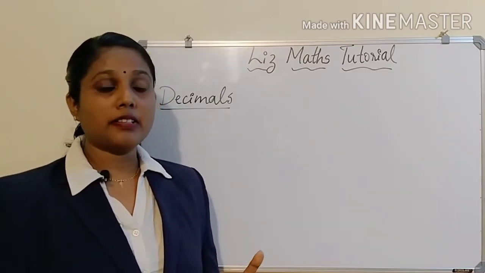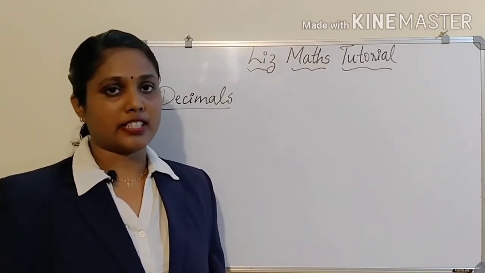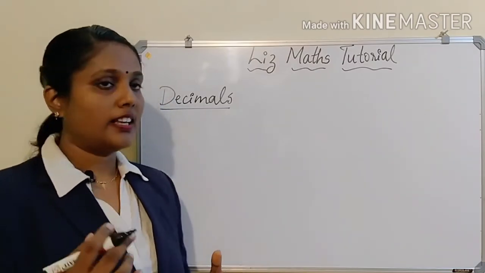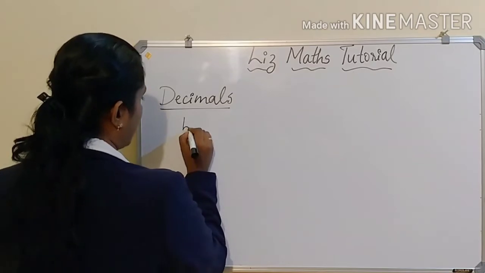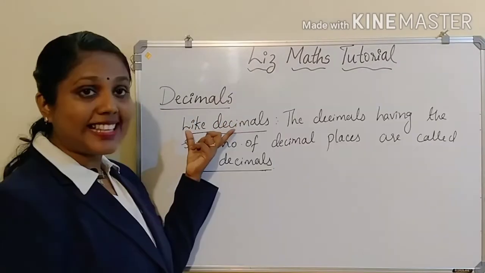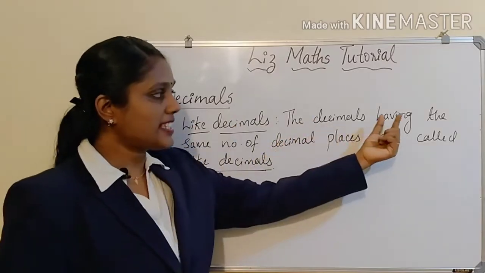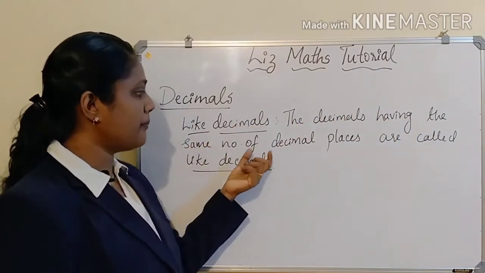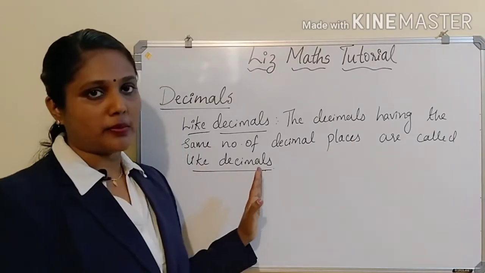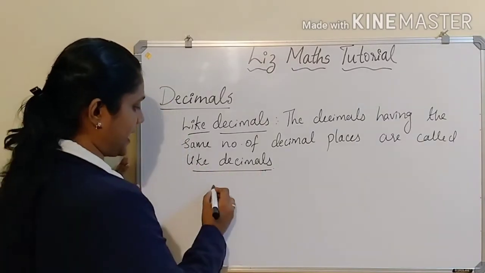The like decimals and unlike decimals. So what are like decimals and what are unlike decimals? Let us study. Like decimals: the decimals having the same number of decimal places are called like decimals. I will tell you with an example.